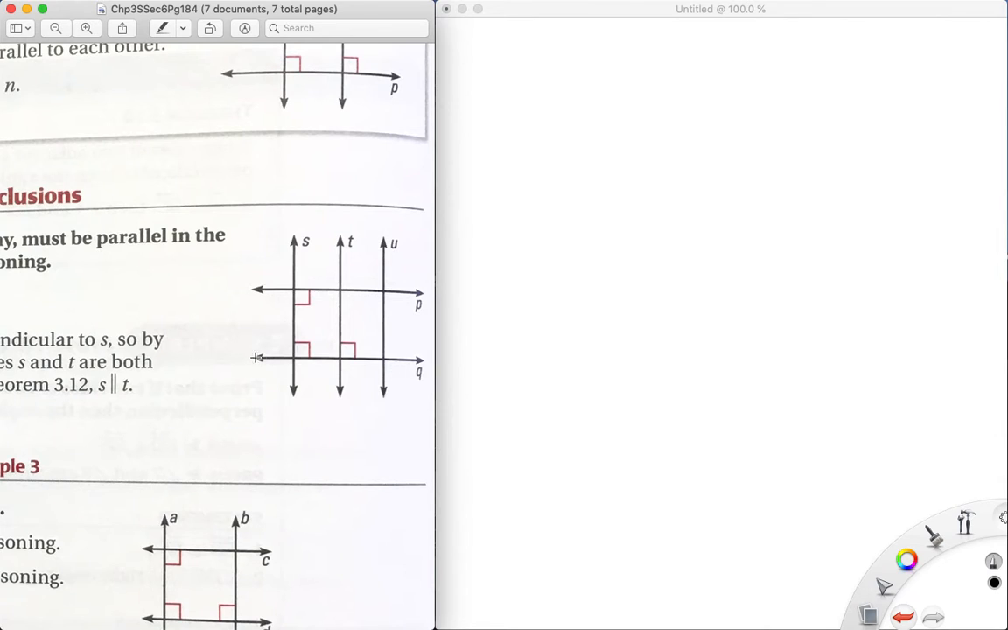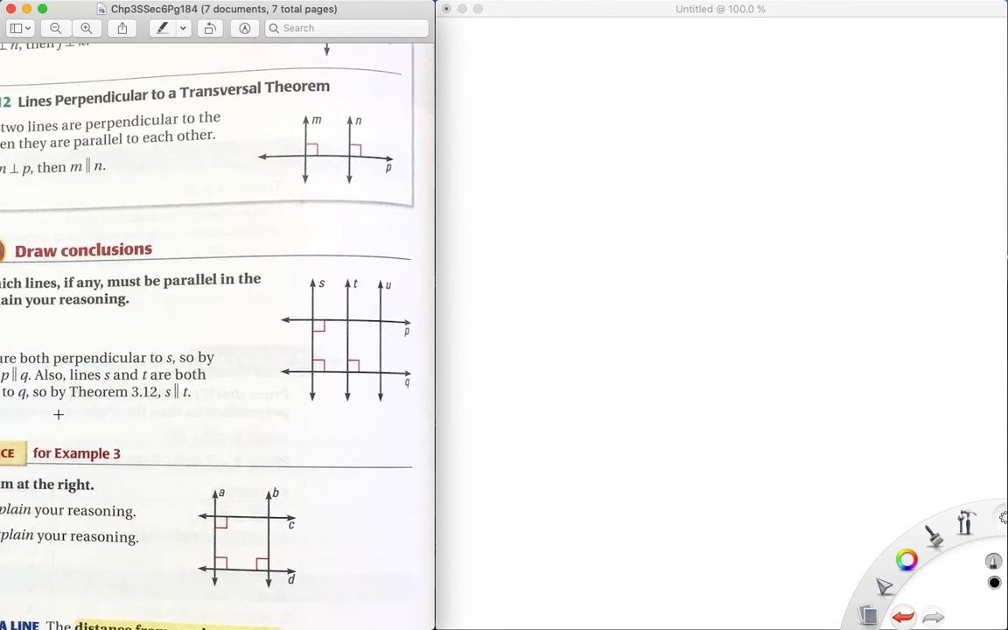Likewise, I can say that Q is my transversal along S and T. And again, Q is perpendicular to S, Q is perpendicular to T. Then I can say that S and T are parallel. I don't have enough information to say anything about U because I don't know what U is perpendicular to either way.